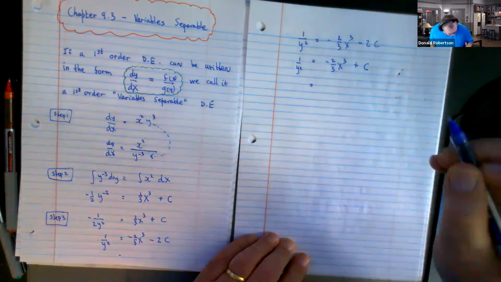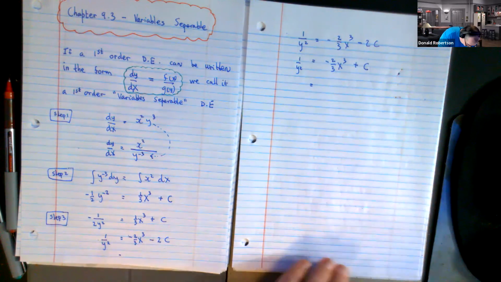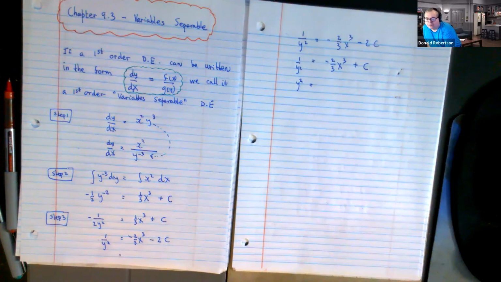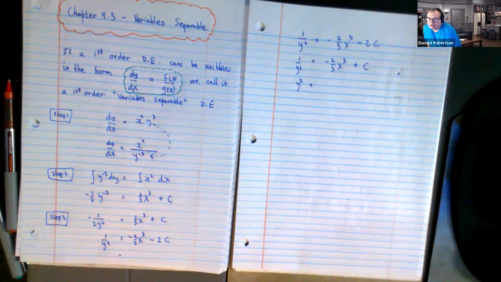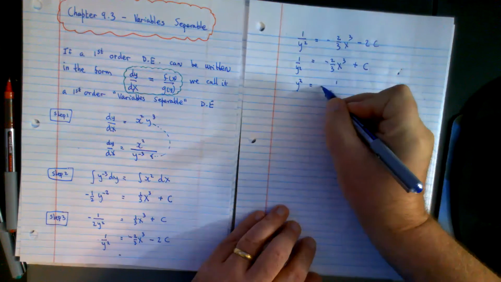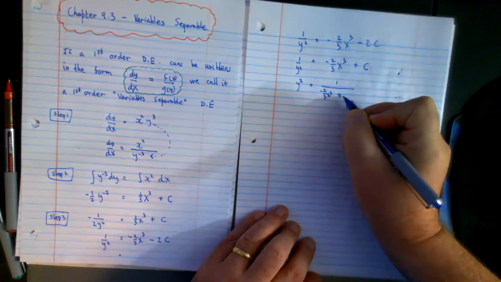Now, the algebra of getting this to be y equals really depends on what you've got. Any ideas how I get y squared? What should I do? One over y squared is this. What's y squared going to be? 1 over that. Yeah. Now in this case, the plus c can stay put.